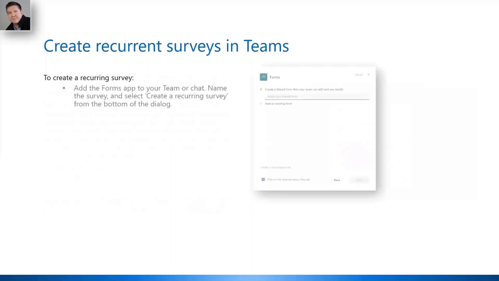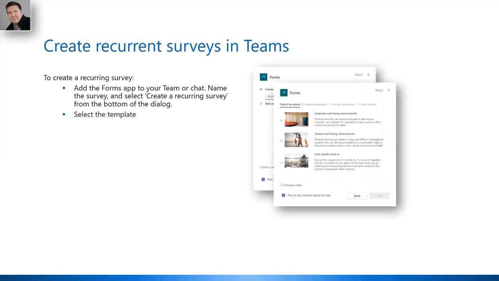So to create a recurring survey, you need to have the Forms app enabled within your team, and make it available to users. And you can add it, if it's not team-wide, within a specific chat that you add it to, but your admin has to enable that. But you add the Forms app to the team or chat, you name it, and down at the bottom there, it says create a recurring survey. You click next on that, and it has these templates. So the employee well-being, the student well-being, and then the daily health check-in.